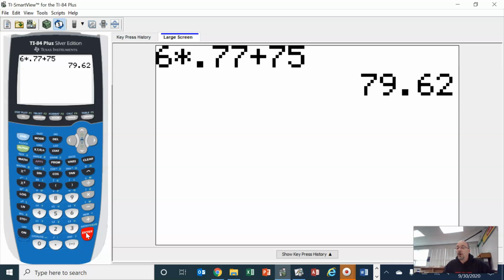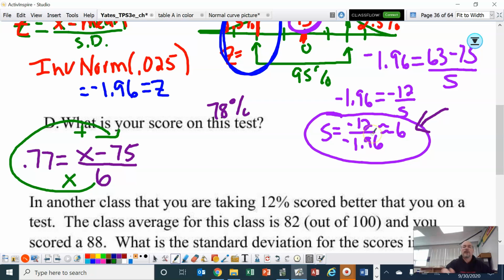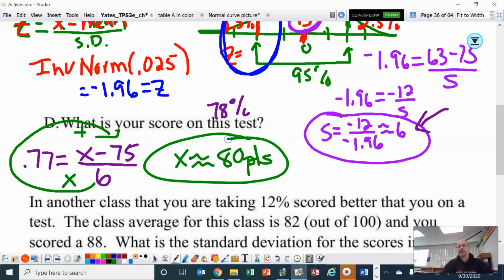So your score is approximately, oh, we'll round it, approximately 80, because I don't think you're going to get part of a point. So your score is approximately 80 points. So use the curvy line for approximate. All right, so that's what you scored.